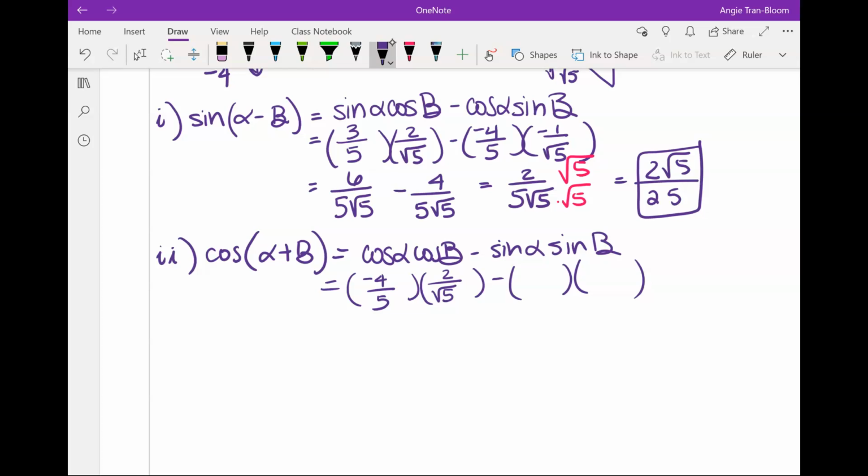Sine of alpha is, Jacqueline. Sine of alpha is 3 over 5. 3 over 5. Sine of beta is, Haley. Negative 1 over rad 5. Beautiful. All right, let's do some basic math.